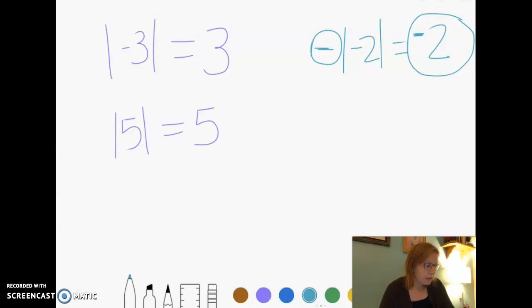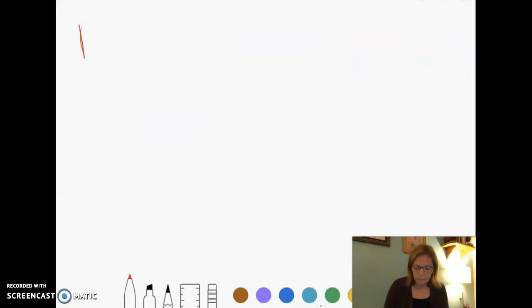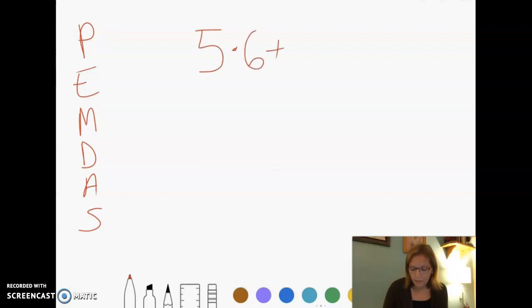Next is a little bit of order of operations. Okay, so remember PEMDAS. And you must solve your problems in this order or you're going to get the answer wrong. So for example, you might have 5 times 6 plus 3 times 4 minus 2. So order of operations says that I have to do multiplication or division first before addition and subtraction. So the first thing I'm going to do in this problem is the multiplication. So 5 times 6 is 30.